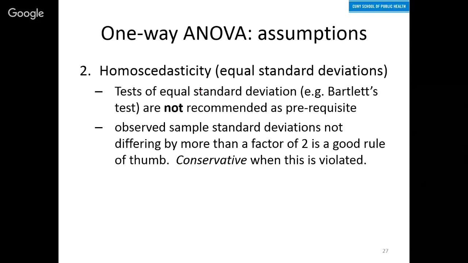The second assumption is homoscedasticity. So unlike the t-test where I gave you options for assuming equal standard deviations and another option for keeping them separate, we make the assumption here of equal standard deviations. That's called homoscedasticity. I do not recommend hypothesis tests for this assumption of equal standard deviation. And the reason is, so you have some test where your null hypothesis is that all of the groups have equal standard deviation.